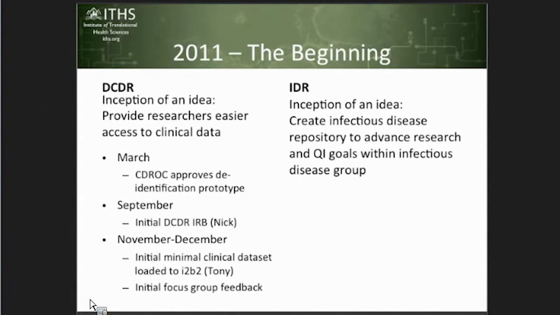So a little chronology on DCDR. In March 2011, I believe the person who started this is Nick Anderson, who is not with us right now. The process started in March, and there was the approval process, and there was an IRB by Nick, which is slightly different right now, but it was approved. In November, December, a minimal data set was loaded by Tony, basically demographics, diagnosis, and disposition, I believe. And then they had a focus group where feedback was really positive. Everyone said, give me more data, or we really love this. So the project was supposed to continue from there.